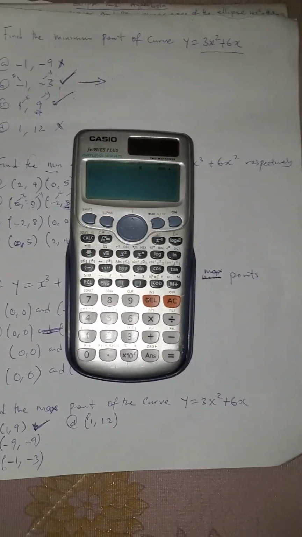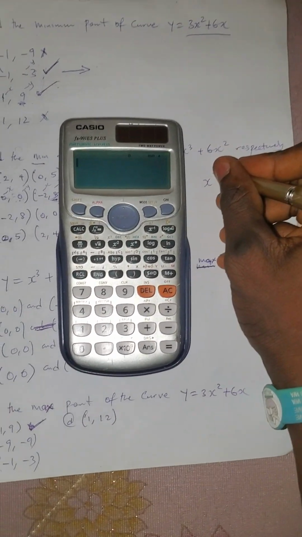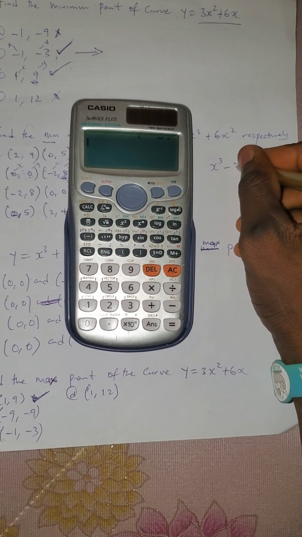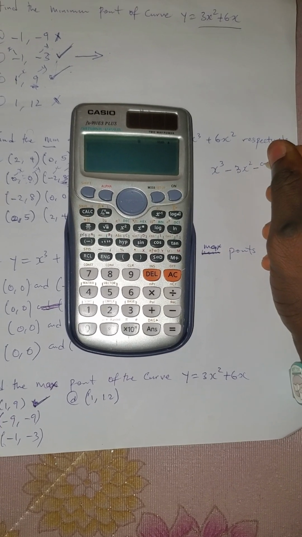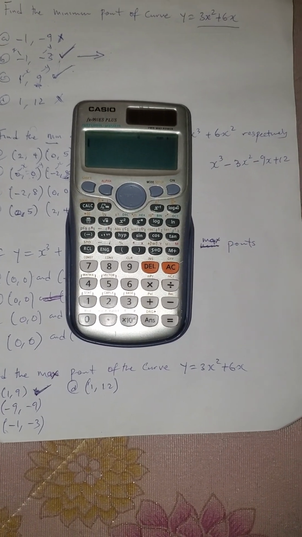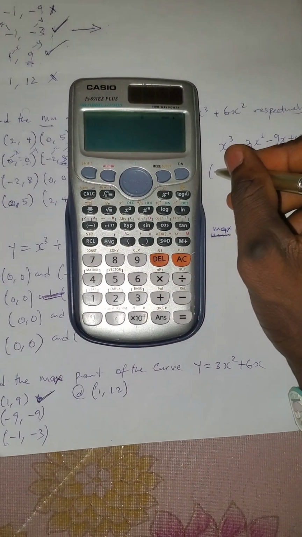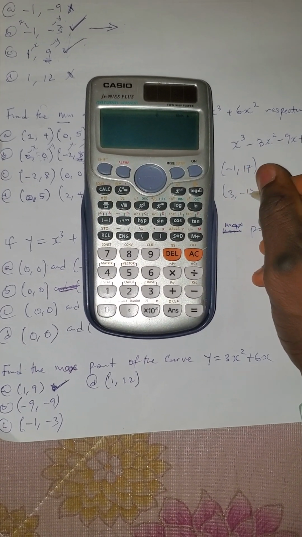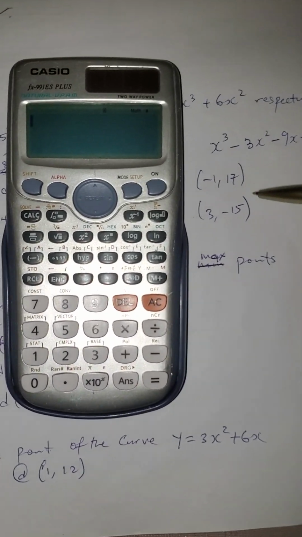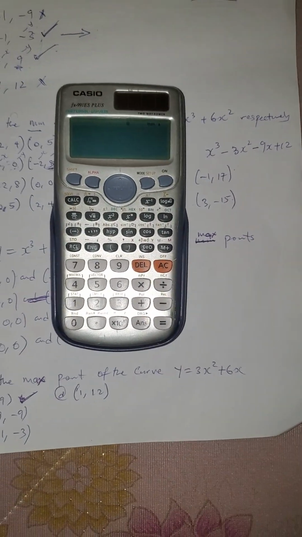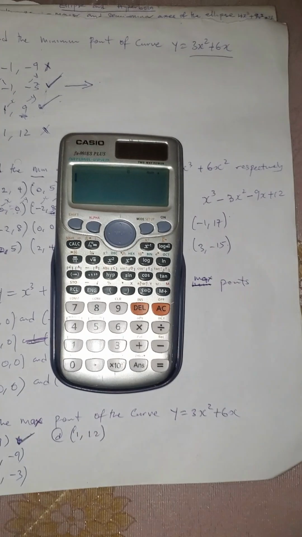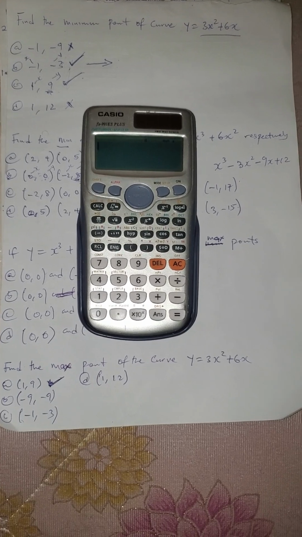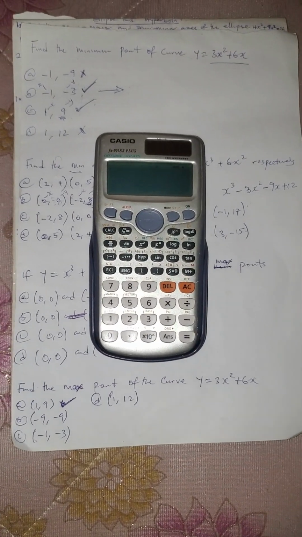Now, if you are given x cubed minus 3x squared minus 9x plus 12, the answer, the points are minus 1, 17, and another point is 3, minus 5. Now show me which one is the minimum and which one is the maximum point. Then you can use your normal method to solve and check if this shortcut is sure for all the questions.